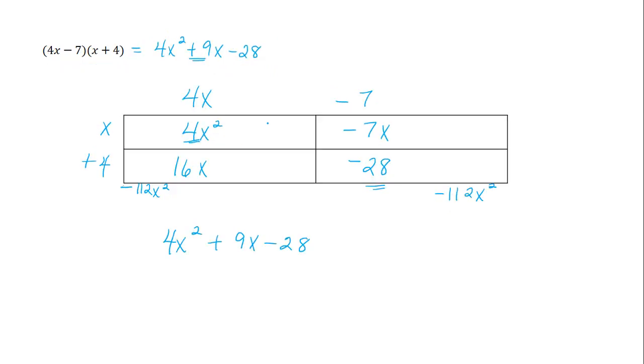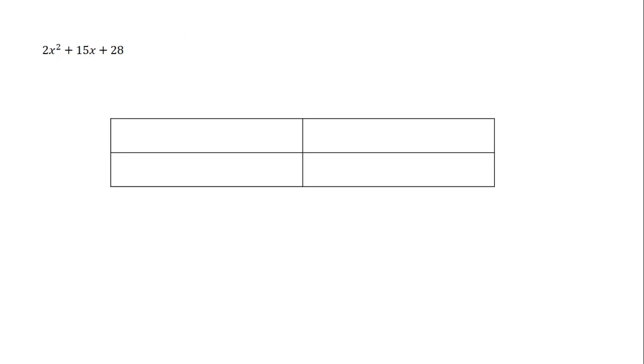That same thing is true here. Between 4x squared and negative 7x, the common factor is x. 16x and negative 28, the common factor is 4. Between 4x squared and 16x, the common factor is 4x. And between negative 7x and negative 28, the common factor is negative 7.